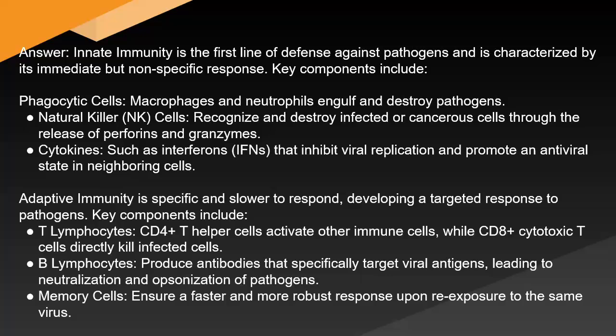Adaptive immunity is specific and slower to respond, developing a targeted response to pathogens. Key components include T lymphocytes. CD4 T helper cells activate other immune cells, while CD8 cytotoxic T cells directly kill infected cells. B lymphocytes produce antibodies that specifically target viral antigens, leading to neutralization and opsonization of pathogens. Memory cells ensure a faster, more robust response upon re-exposure to the same virus.